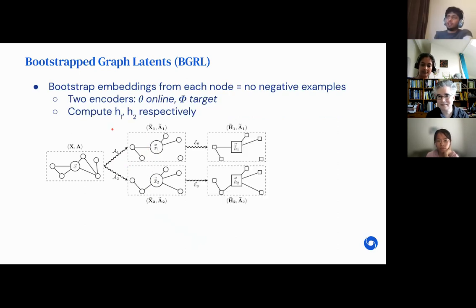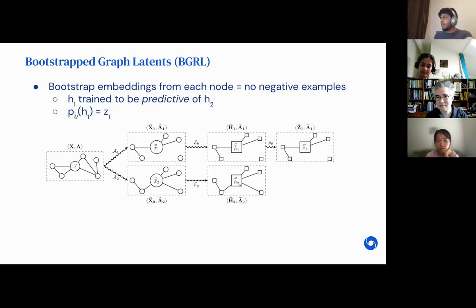We use two GNN encoders parameterized by theta and phi respectively. Theta is called the online encoder and phi is the target encoder, and we'll see why that is, to compute the latents of the two views, H1 and H2. The key idea is you train H1 to be predictive of H2 rather than directly pulling these two together. So we have an additional predictor, called P theta, that from H1 outputs Z1, which is supposed to be a prediction of H2.